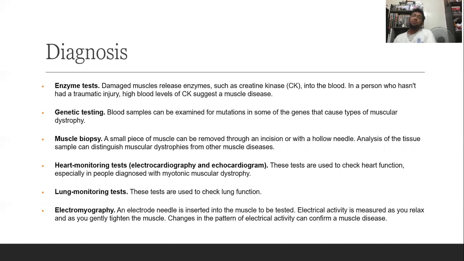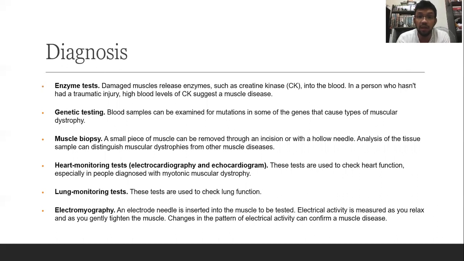Diagnosis is through enzyme tests. They are going to check for damaged muscles, because damaged muscles release enzymes such as creatine kinase into the blood. In a person who hasn't had a traumatic injury, high blood levels of CK indicate a muscle disease. So if CK is increased but there is no traumatic injury to the muscles, there may be a problem with the muscles themselves.